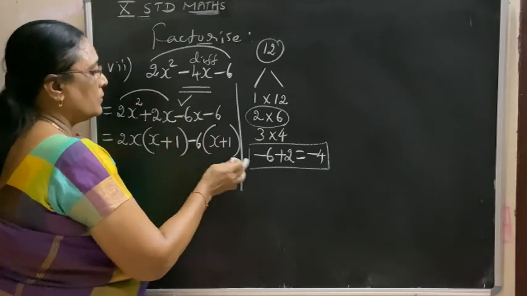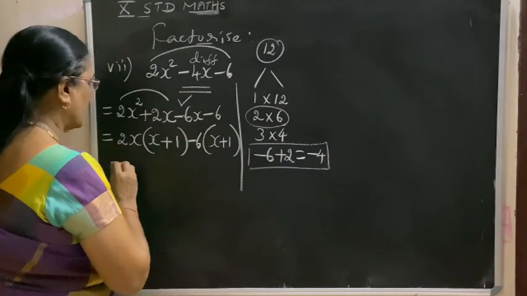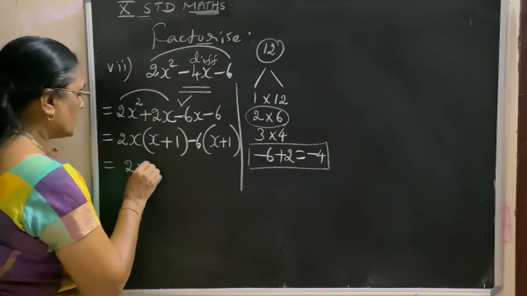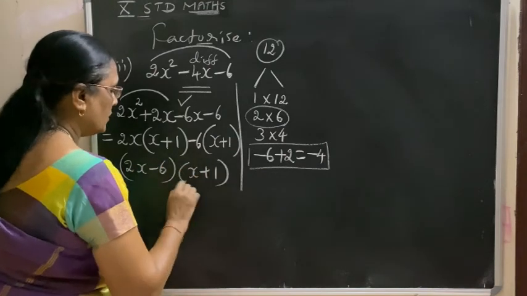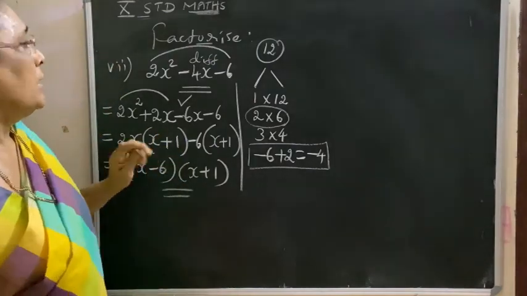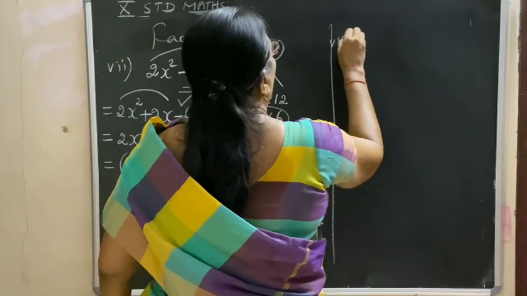Now you check the third and fourth terms. Plus into minus, minus 6x; minus into plus, minus 6. Right? Now what are all the factors? 2x minus 6 and x plus 1 are the two factors. In this type, the last and final type, the 8th type.